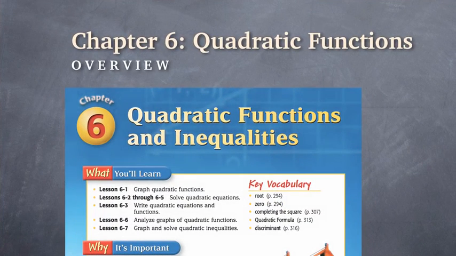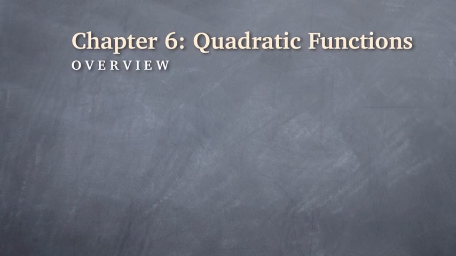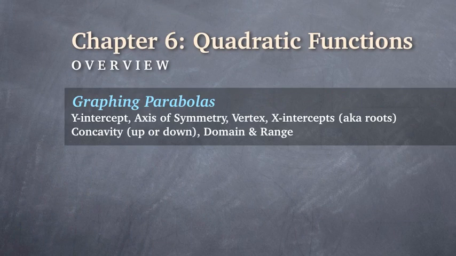So Chapter 6, quadratic functions. What have we done so far? Okay, we started by graphing those parabolas. In order to do that, we needed the y-intercept. We had to find the axis of symmetry and the vertex. And once we had it graphed, we could find the x-intercept, also known as the roots. We could also look at the concavity, whether it's opening up or down, and look at the domain and range of the parabola.